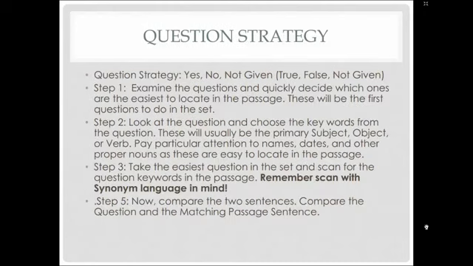Now, in terms of the yes, no, not given question strategy, the first thing we want to do is examine the questions and quickly decide which ones are the easiest to do first. That's really important because that's going to make you more efficient. And that's also smart because you know the questions go in order.